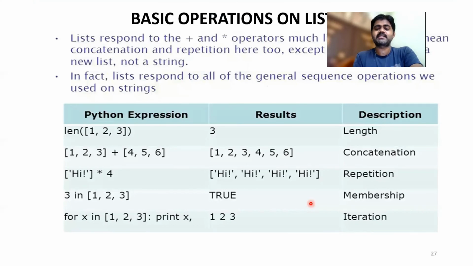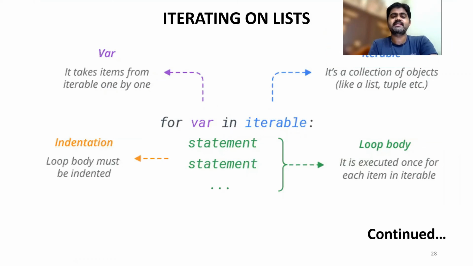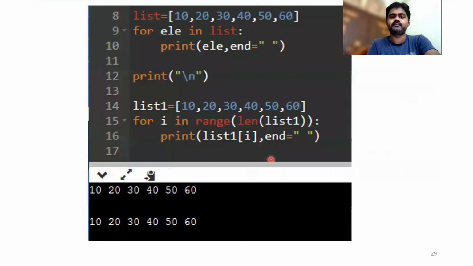Next is iteration. If I say for x in 1, 2, 3, print x, it prints all the elements present inside the list. So this is iterating on the list. For var in iterable. If I have 10 elements inside a list, it iterates through the 10 elements. Here var takes items from the iterable one by one. It's a collection of objects like list, tuple, etc. It strictly follows the indentation.